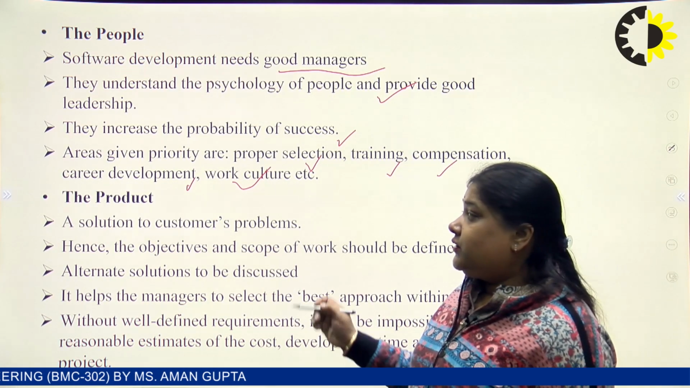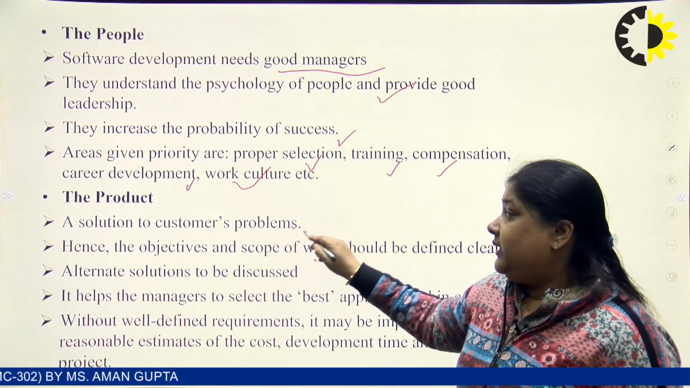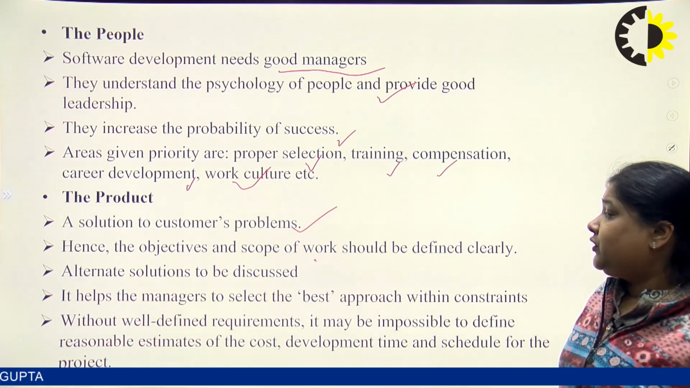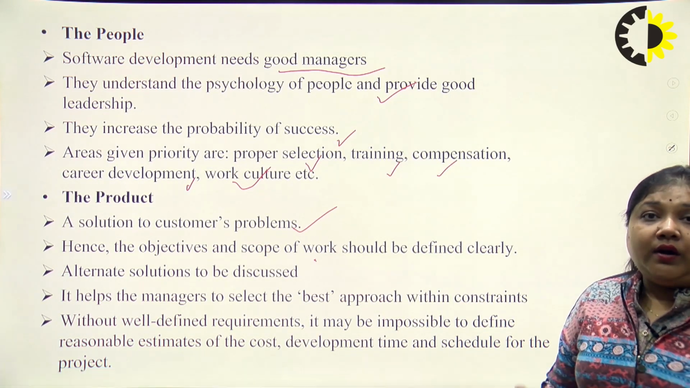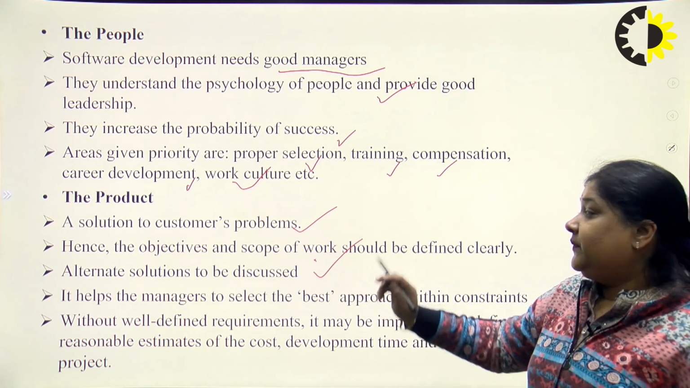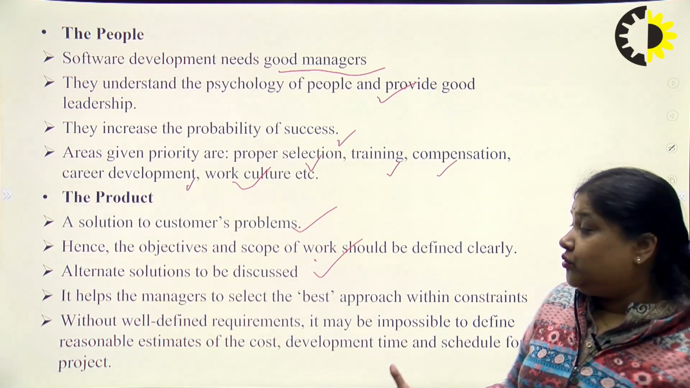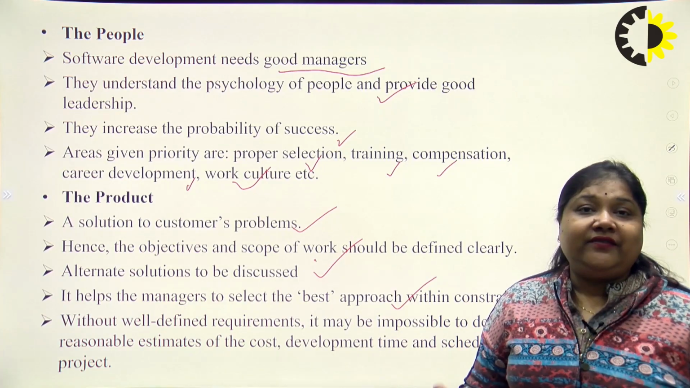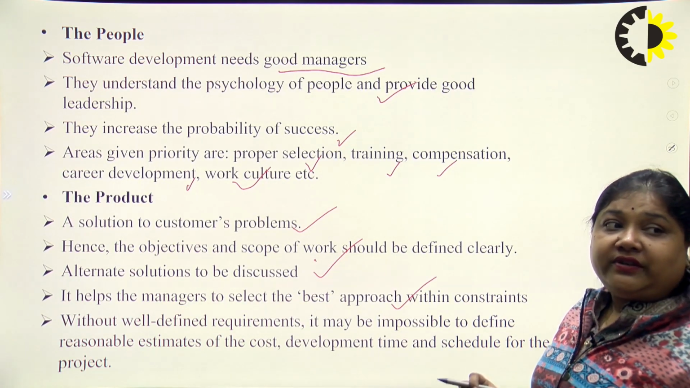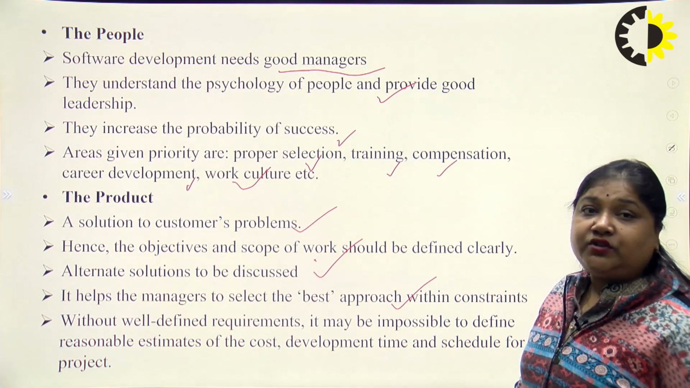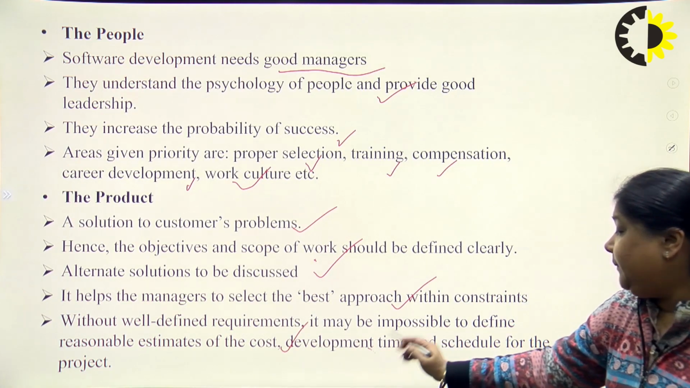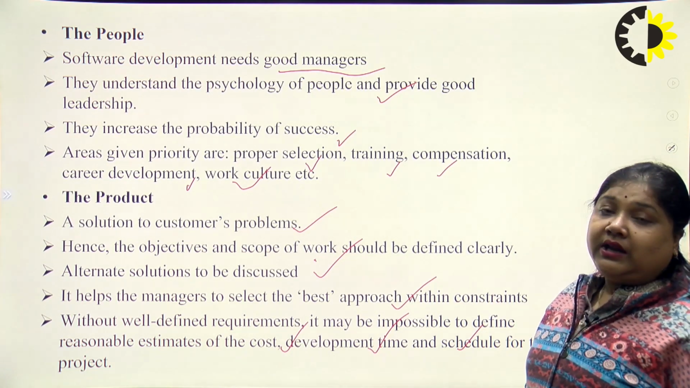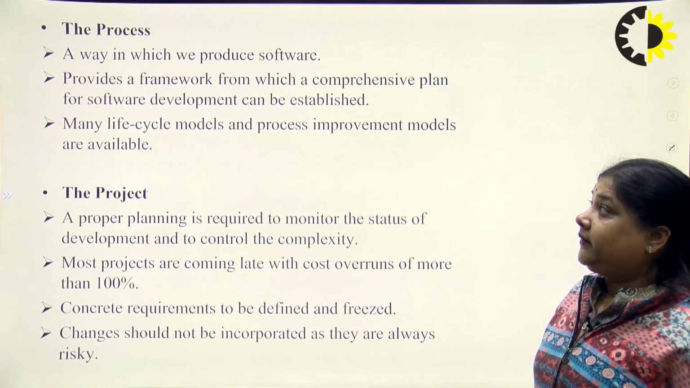Next is the product, a solution to the customer's problem. Product is the final product, hence the objective and scope of work should be defined clearly. Alternate solutions should be discussed, and it also helps the managers to select the best approach within the constraints. Without well-defined requirements, it is not possible to define reasonable estimates of cost, development time and schedule for the project. That is possible with the help of the product.